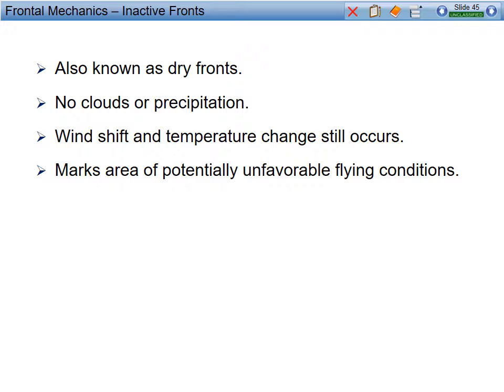Inactive fronts are also known as dry fronts because they have no clouds or precipitation associated with them. The wind shift and the temperature change will still occur as with any other front. Because of that, it marks an area of potentially unfavorable flying conditions because we can still have wind shear, wind shift, turbulence, etc. associated with the front, even though there's no visual indications, clouds, or precipitation.